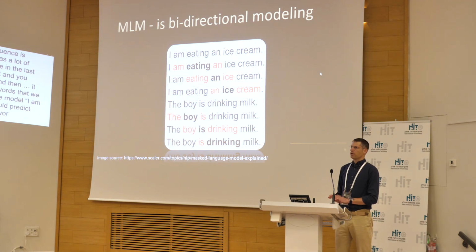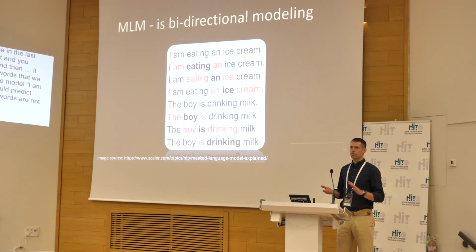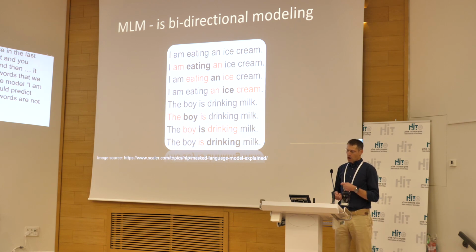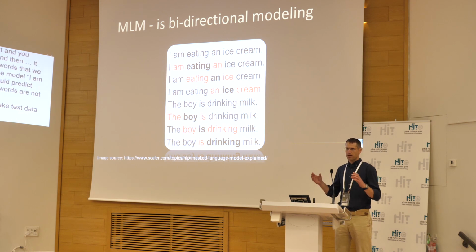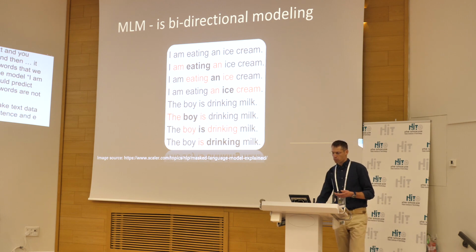And the way the models are trained is we don't need labeled data. We take text data, randomly mask different words, so we take one sentence, for example, I'm eating an ice cream, and every time I mask another word, and I give it to the model.